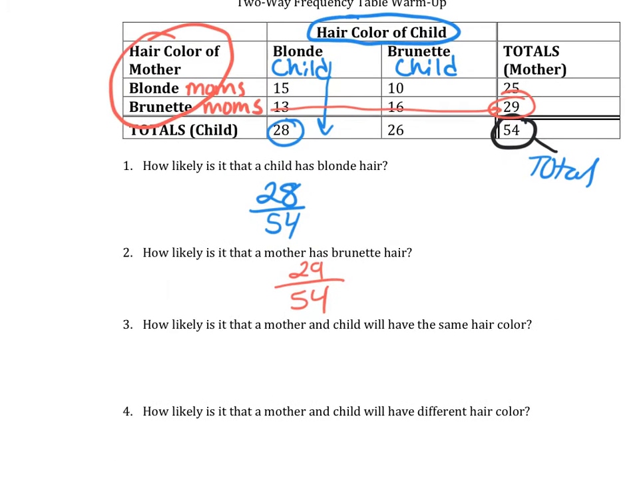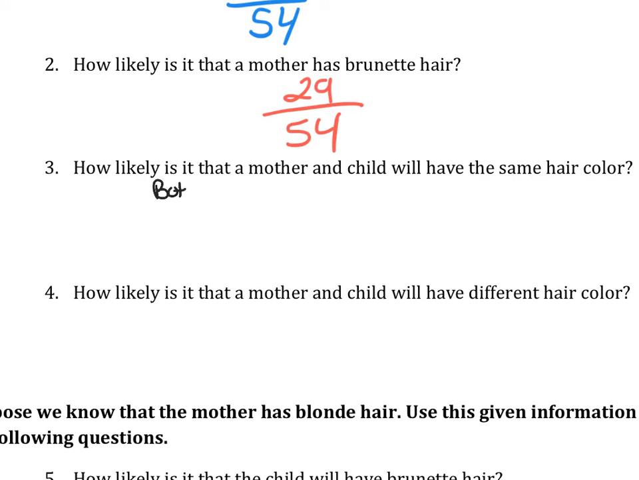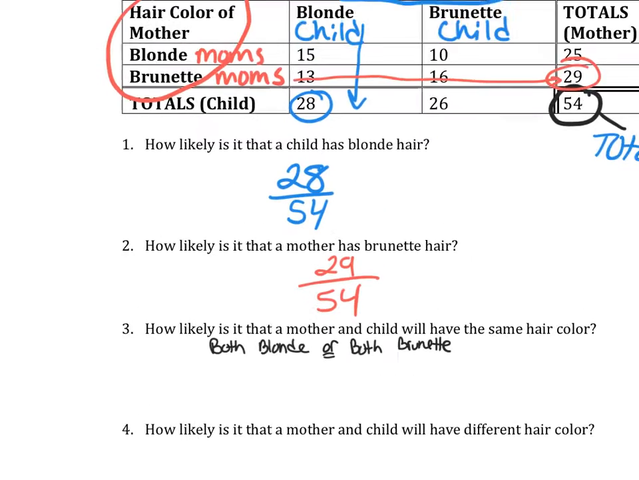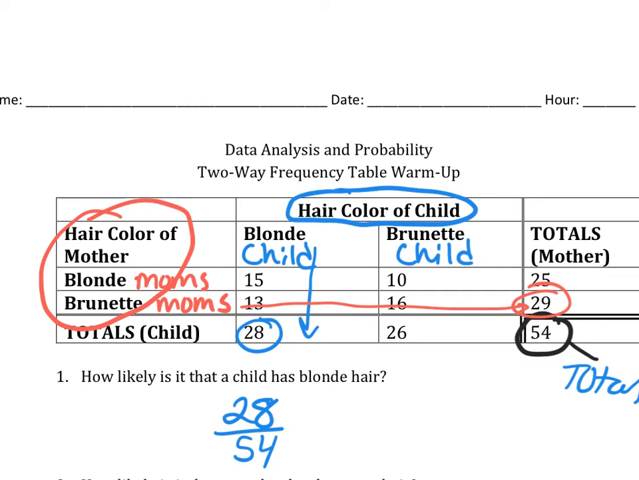Okay, number 3. This one's a little different. How likely is it that a mother and child will have the same hair color? So the same hair color in this case would be either they're both blonde or both brunette. Both of these situations would fall under the mom and child having the same hair color. So now that we're talking about both, we have a hair color for the child and a hair color for the mom. This is where we're going to be getting our numbers from the middle part here because we have two things to look at.